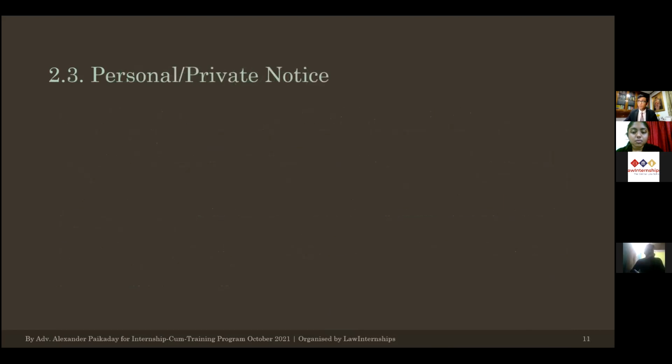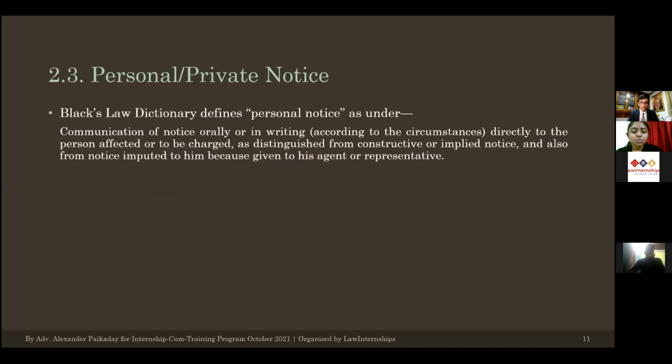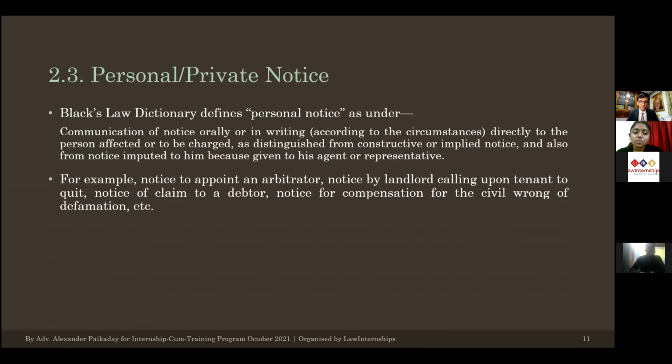Now, moving on to personal and private notice. Personal and private notice is nothing but notices that are addressed directly to a party who has either committed some breach or is likely to be affected. Black's Law Dictionary defines personal notice as communication of notice orally or in writing according to the circumstances, directly to the person affected or to be charged, as distinguished from constructive or implied notice, and also from a notice imputed to him because given to his agent or representative. Example: notice to appoint an arbitrator, notice by a landlord calling upon a tenant to quit, and so forth.